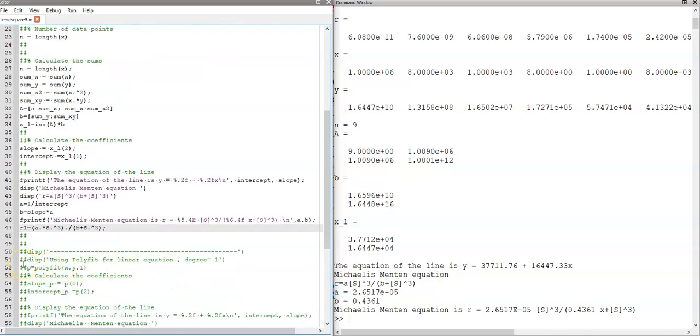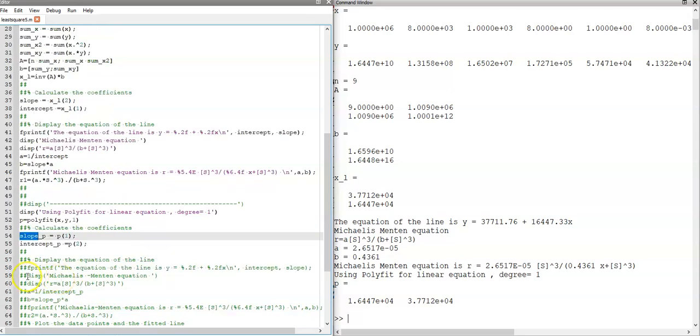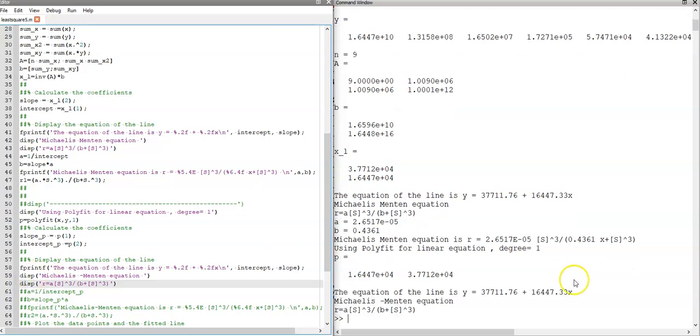And now we are using polyfit, with the degree of the equation being 1. By using polyfit we get the coefficients, and then slope and intercept we can easily get. Polyfit takes x and y data, and 1 is the degree, and then the slope and intercept are p1 and p2. And again from here we can fit that line.